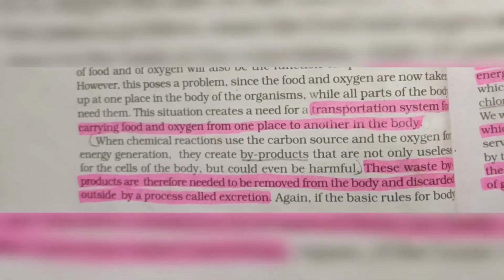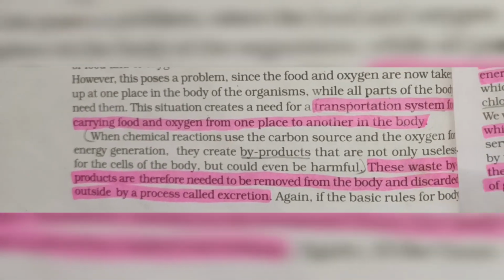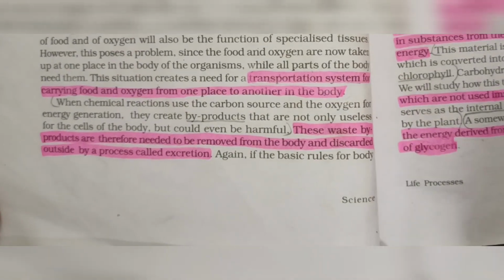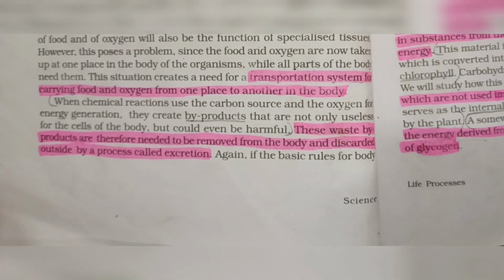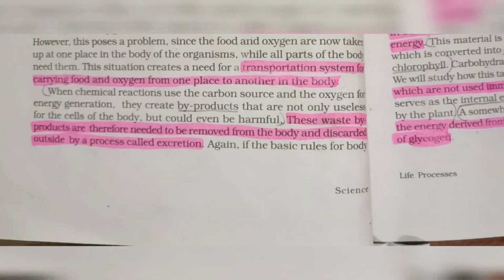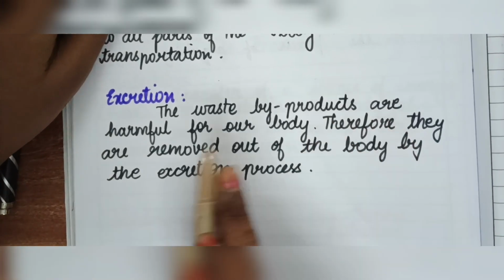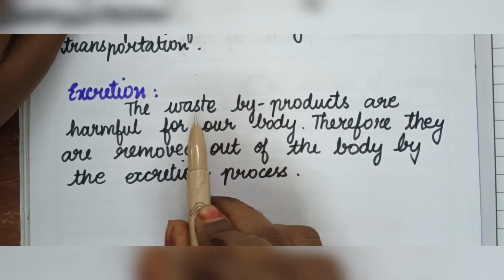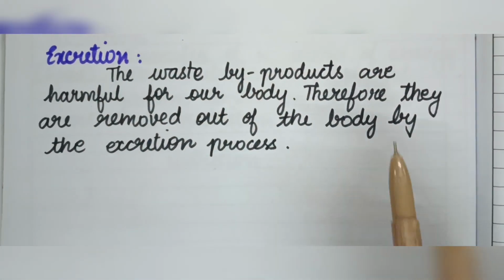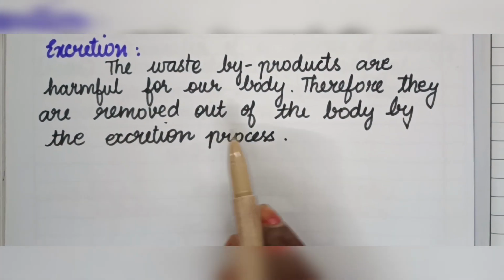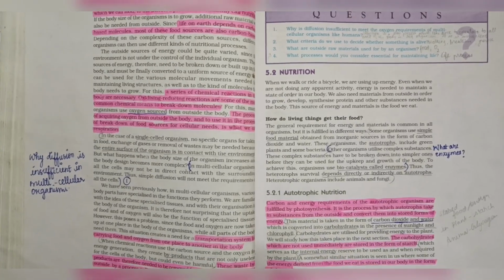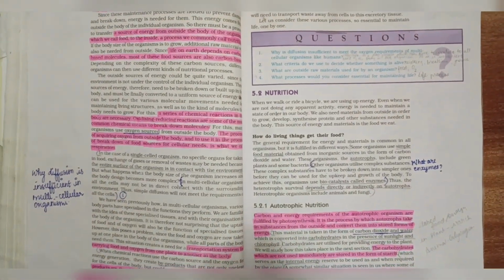After all these processes, some waste byproducts are released, which are not useful and are harmful for our body. So they all need to be removed outside the body. This process is called excretion. The waste byproducts are harmful for our body. These waste byproducts are the waste after the metabolic processes. Therefore, they are removed out of the body by the excretion process. I hope you understood the basic life processes for our survival.